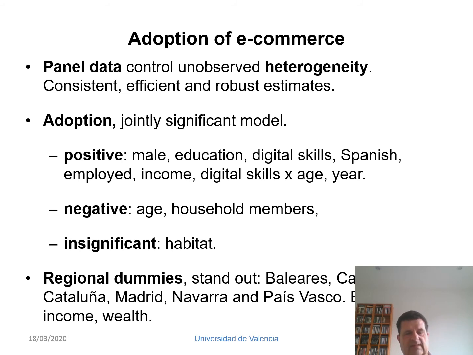Another variable that comes out irrelevant is the habitat. The habitat doesn't seem to be really important for affecting the results. Then some regional dummies stand out, like Baleares, Catalonia, Madrid, Navarra, and Basque Country. Those are regions that behave differently based on our data, and that may be due to capital endowments or some other reasons that are collective but not individually measured.